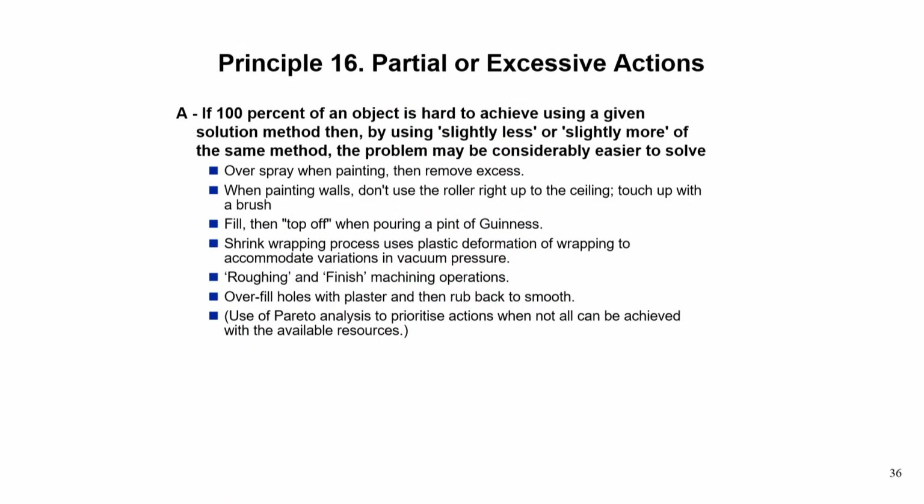So, if 100% of an object is hard to achieve using a given solution, then by using slightly less or slightly more of the same method, the problem may be solved much faster. Okay. One example I tell you. If I draw a circle on the screen, it may not be a perfect circle, does not matter. I am just trying to tell you about the idea. Let us say I have done this.